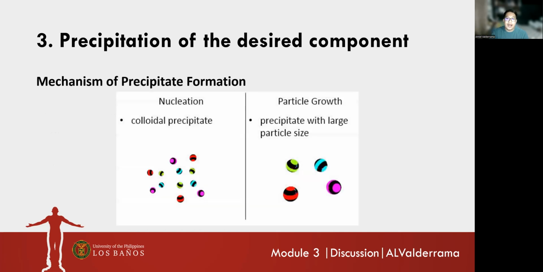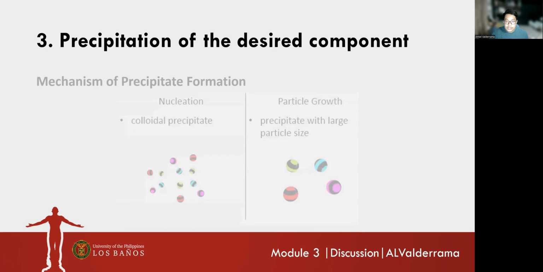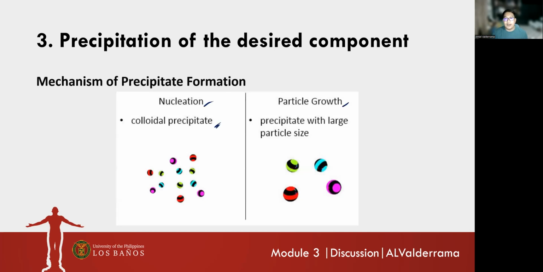So what happens during precipitate formation? We have here the nucleation and the particle growth. The desirable precipitate formation is the particle growth. By particle growth, it means the precipitate with large particle size is the one being observed, rather than the colloidal precipitate, which can be formed via nucleation. Okay? So ang desired natin dito sa ating experiment is yung particle growth. Okay?